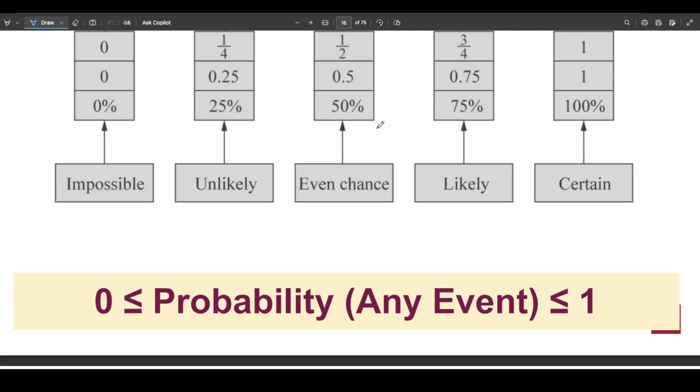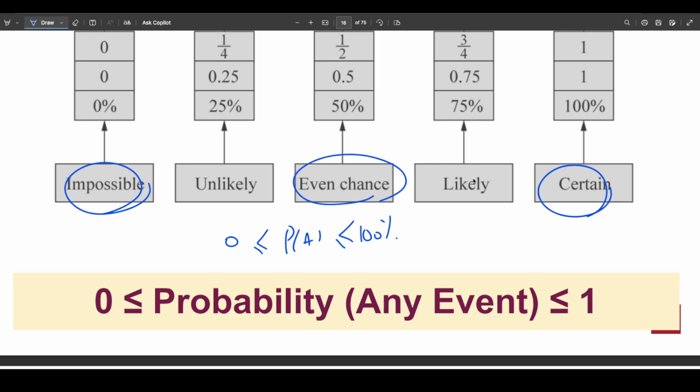As you know intuitively, the probability of every event is always between 0 and 1, or between 0 and 100%. If it's 1 or 100%, it's a certain event. If it's 0, it's an impossible event. 50% is an even chance, and bigger than 50% is going to be likely to happen. Less than 50%, it's unlikely to happen.